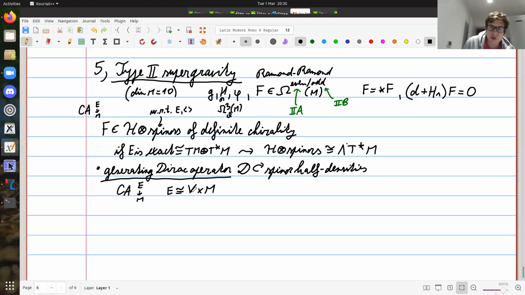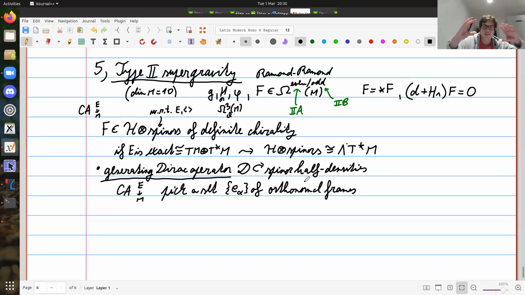And I want to do this in a way that respects the inner product. So let me say it like this. I pick a set E_alpha of orthonormal frames. Here orthonormal means that their inner product is plus or minus one, because you can have an inner product of weird signature. Having such a set basically gives me an identification of E locally. Locally we get a trivialization by this set of orthonormal frames. So we can write the bundle as some vector space times M, and you can see the E_alphas as a basis of this vector space. Very good. So now this generating Dirac operator will look as follows.